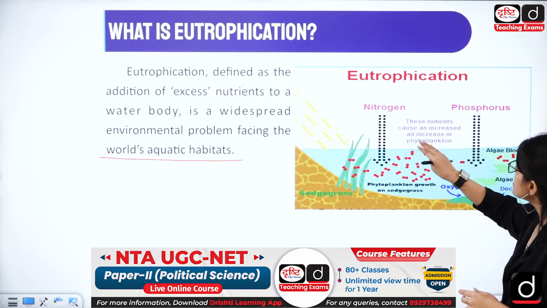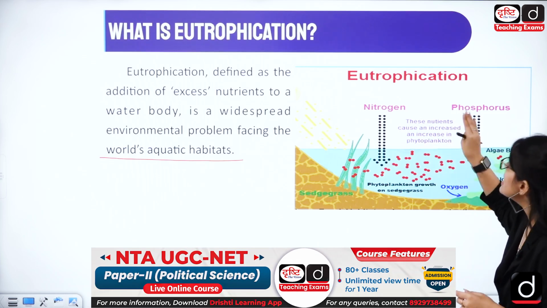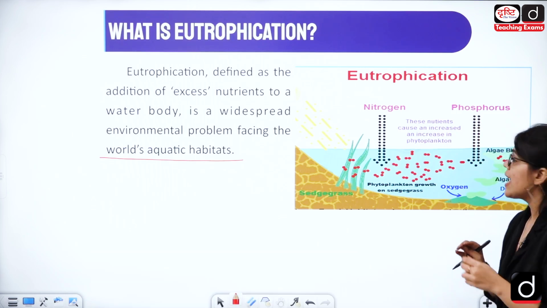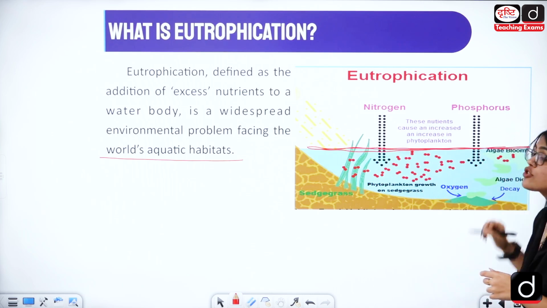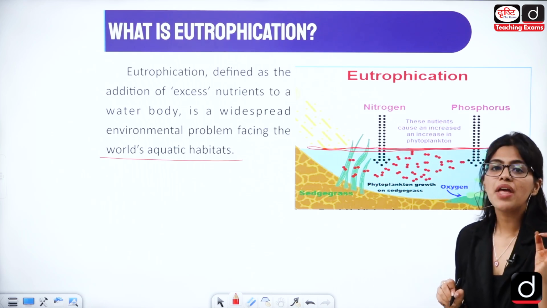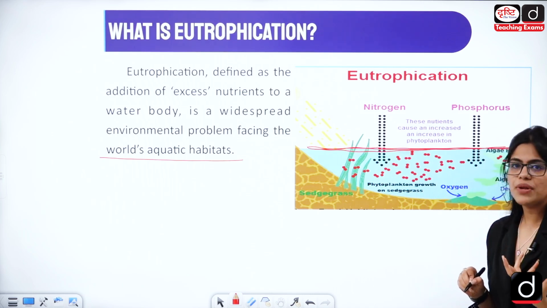These nutrients cause an increase in the phytoplankton, in the algae. There will be a layer of algae. This is called algae bloom. Because of this, a lot of problems will arise.